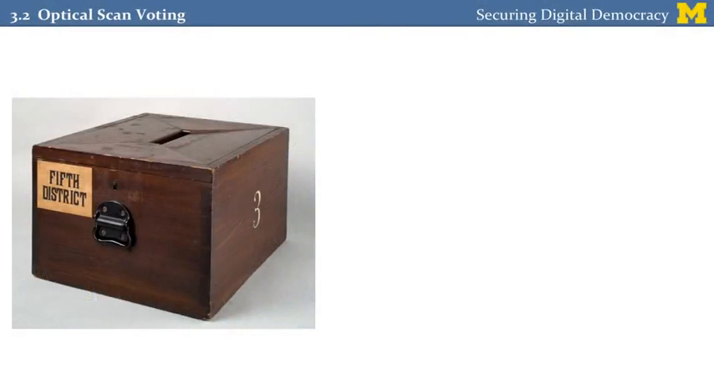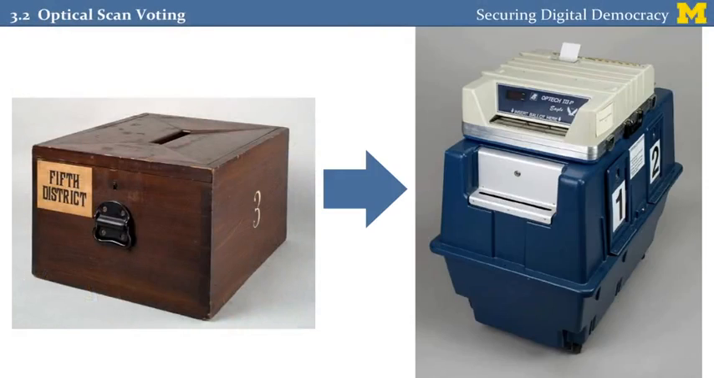So we move from that 19th century technology of the ballot box to the 20th and 21st century technology of the precinct count optical scanner. Let me illustrate the way the voting process works with one of these machines. The voter fills out their ballot and puts it into a slot on the machine. At that point, the ballot goes into a ballot box that's attached directly to the scanner.